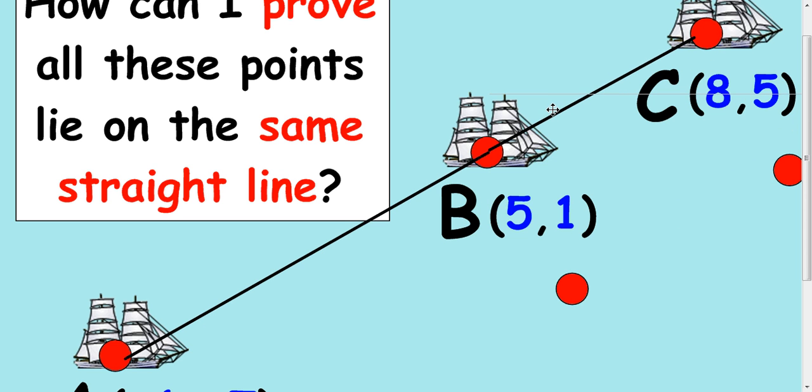The extra part I need to do is to say that they share a common point. So in this example, I'd work out the gradient of this and the gradient of that, and they both share B as a common point, and that would mean they would all lie in the same straight line.